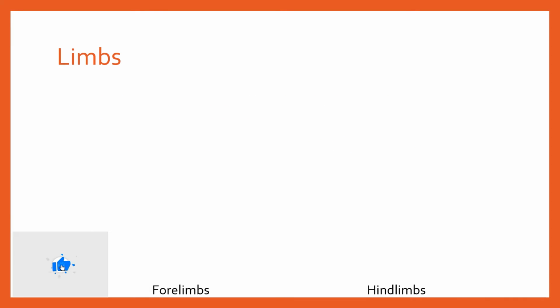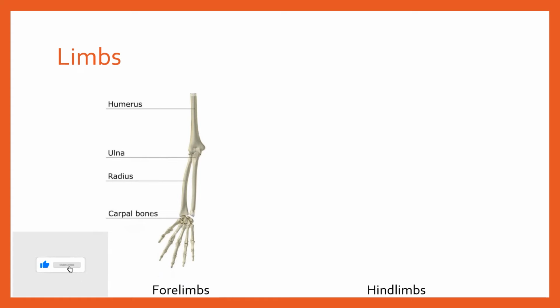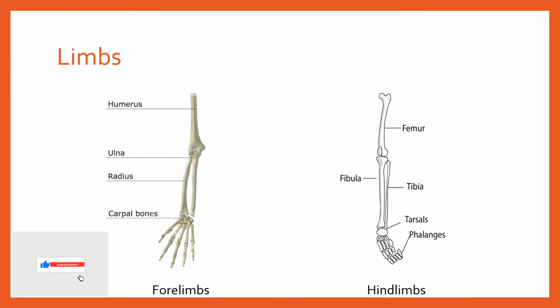Limbs. We have 2 pairs of limbs as I told you. The hip bone is made up of 3 bones. The bones of the lower limbs are attached to the hip bone. So first we will talk about the hind limbs. The upper part of the leg is called the femur or the thigh bone. This is the fibula and this is the tibia.